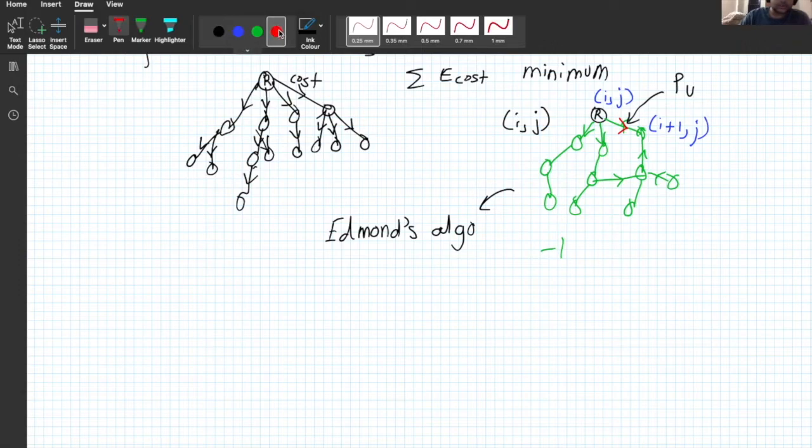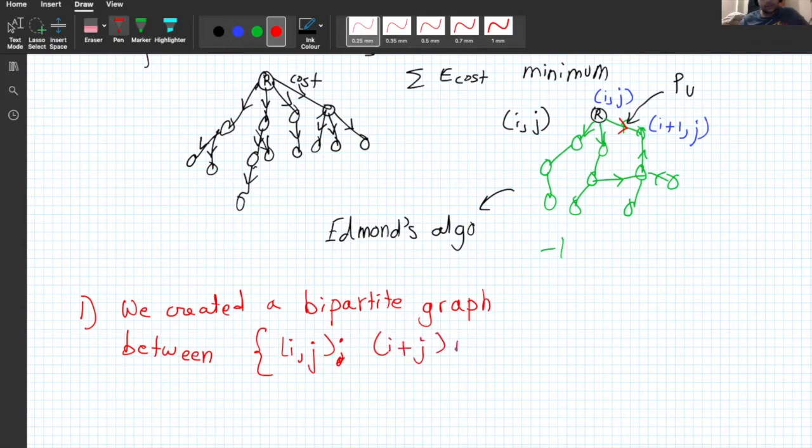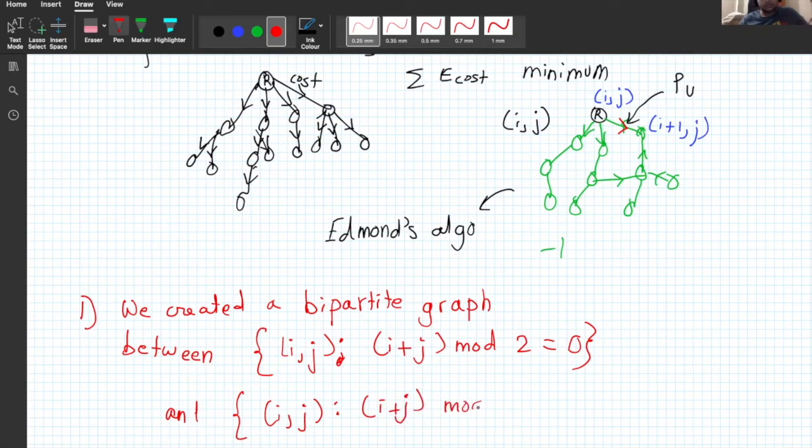Just to reiterate, this is what we've done. The first thing is we created a bipartite graph between the set of nodes ij such that i plus j mod 2 is equal to 0, and the set of nodes such that i plus j mod 2 is equal to 1.